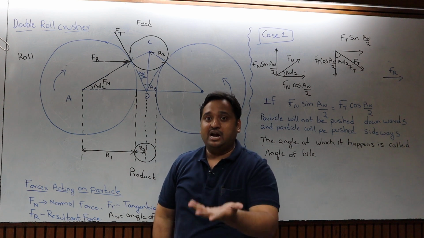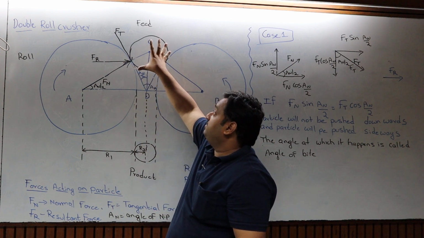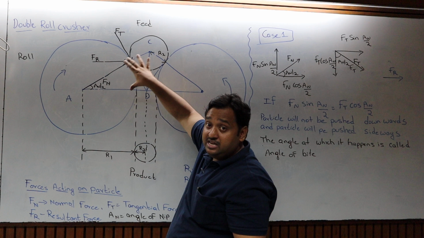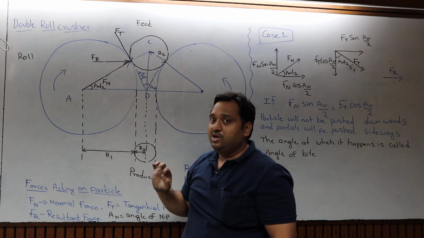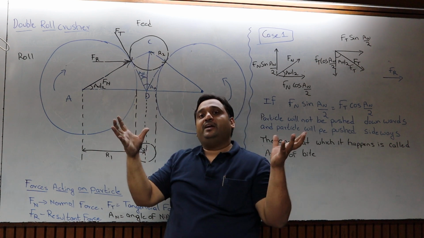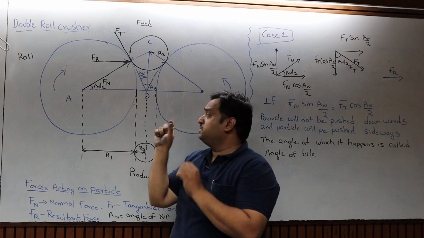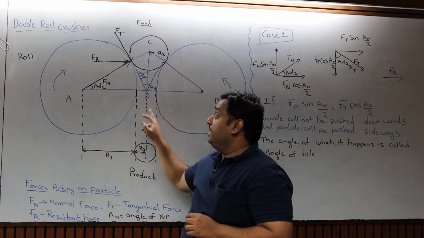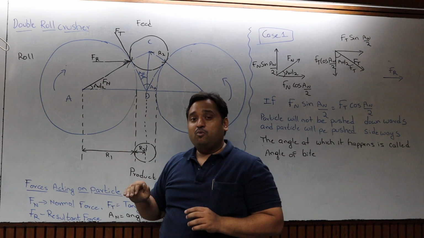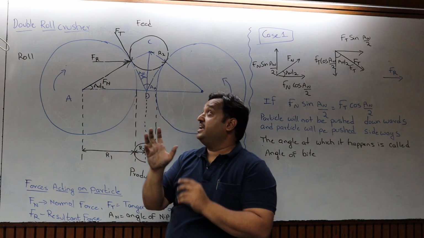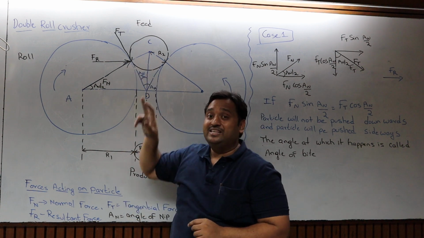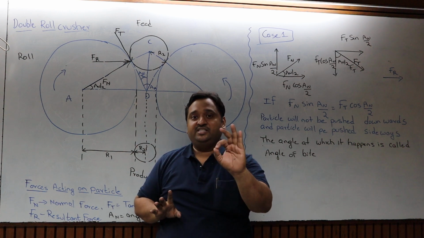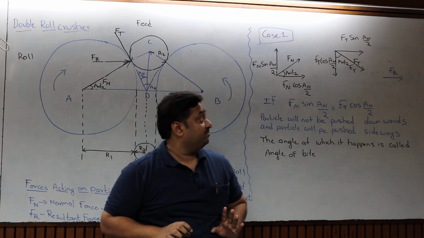You cannot put any feed randomly, because there is a limit to the size of the feed particle that can fit between these two rolls. If you keep a bigger particle, it won't be crushed. If you keep a smaller particle, it will fall down between the rolls. So what is the maximum feed size that I can put on this double roll crusher? That is the objective of today's lecture.